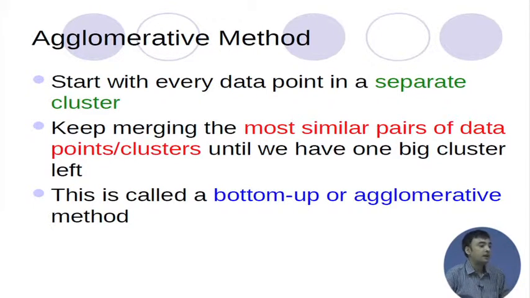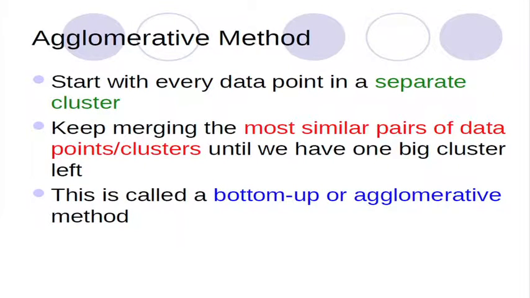The first step is that you start with every data point in a separate cluster. Each and every data point, if there are n nodes in the graph, then you start with n different clusters. Now, keep merging the most similar pair of data points or clusters until you have one big cluster where you have taken all the nodes together. So, at every step you merge a pair of nodes, or one cluster with a node, or 2 clusters, and you keep iteratively doing this until you have one big cluster which contains all the nodes in the graph.